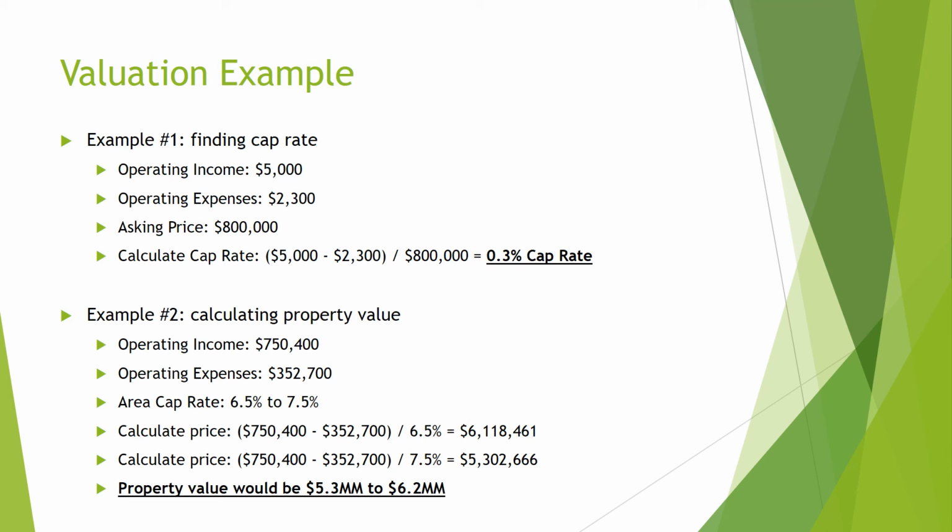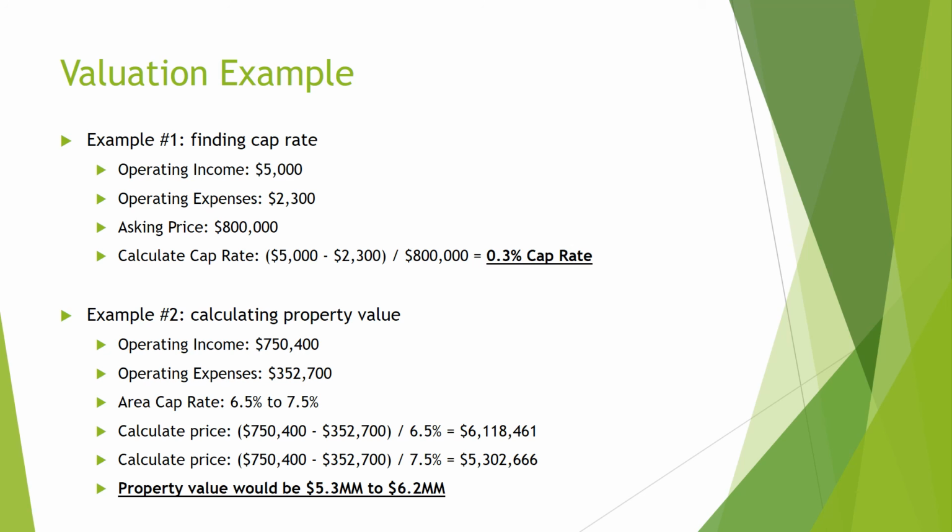And then example number 2 is trying to valuate a property. What's the price we should pay for this property? And this is what this presentation is all about, right? So if I have an operating income of $750,400 a year and my operating expenses are $352,700, the area cap rate fluctuates between 6.5% and 7.5%. This means cap rate can be also a little bit fluid. It also goes to supply and demand. It also goes to seller's expectation.